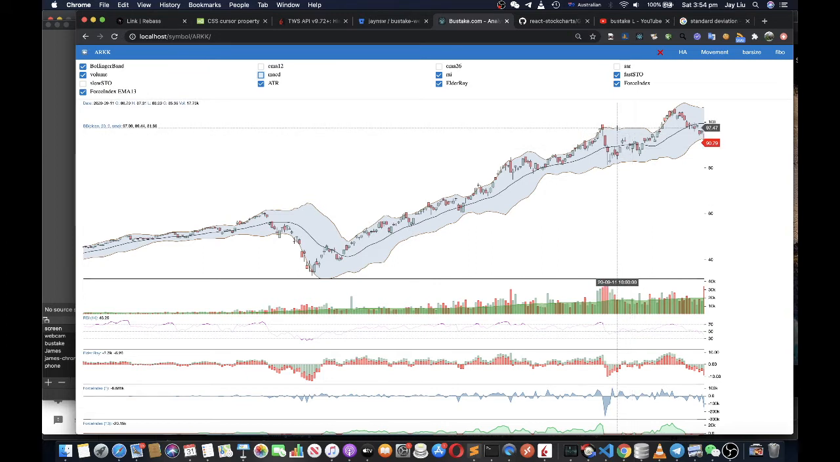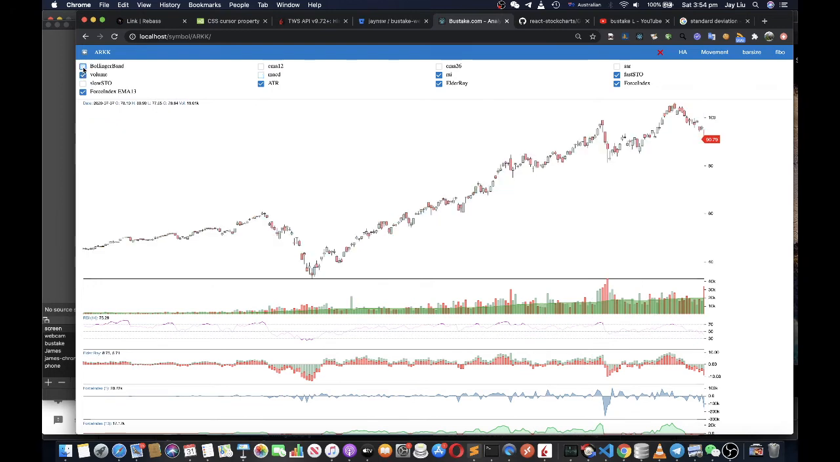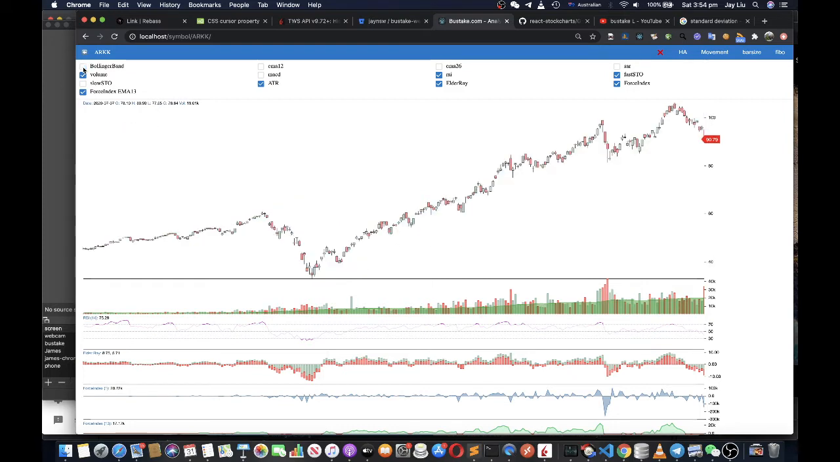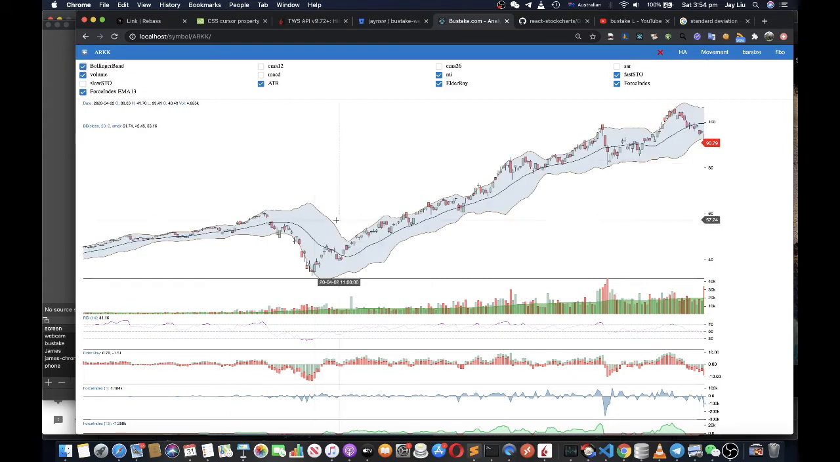Okay, now you can see this line is the Bollinger top line. This is the bottom line. This is the middle line. So if we disable it, you can see this is the Bollinger Band. It has three lines: the top line, the middle line, and the bottom line.